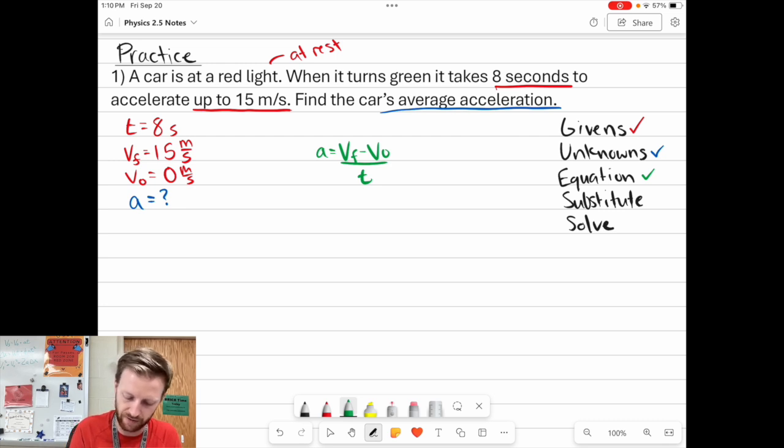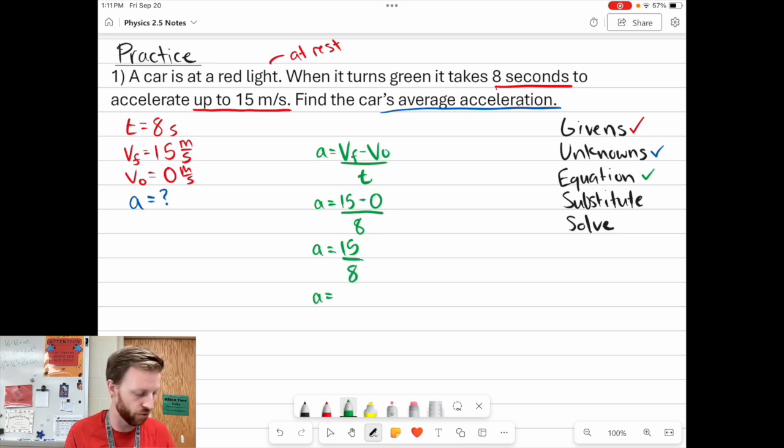So I'm going to plug in my values. A is equal to 15 minus 0 divided by 8. I'm going to solve that top portion first. So I'm going to get 15 divided by 8. And then I'm going to get it into my decimal form here, which is going to be 1.88 meters per second squared. And then you're going to box in your answer to let everyone know how smart you are.